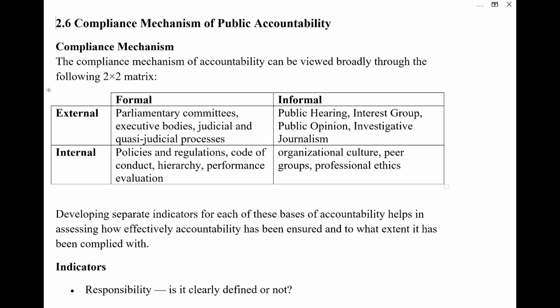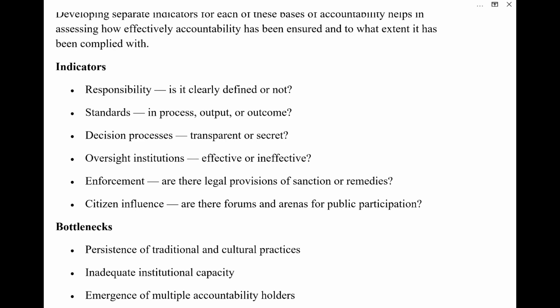Developing separate indicator for each of these bases of accountability helps in assessing how effective accountability has been ensured and to what extent it has been complied with. Indicators of accountability can be responsibility, standard, decision process, oversight institution, enforcement, and citizen influence.